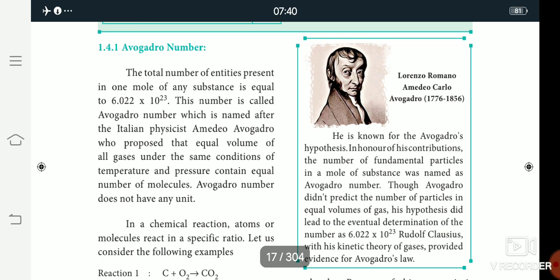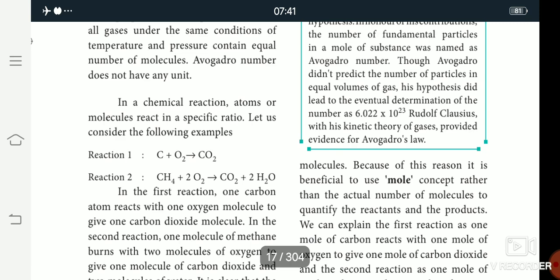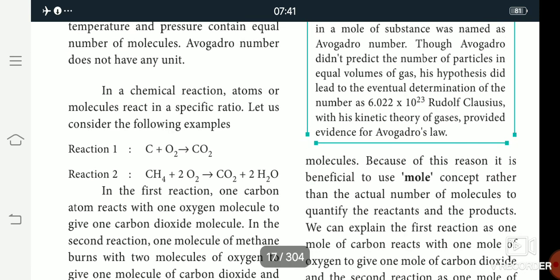Okay children, now the chemical equations, reaction 1 and reaction 2. In reaction 1, carbon reacts with oxygen to give carbon dioxide. So carbon C, oxygen O2, carbon dioxide CO2.